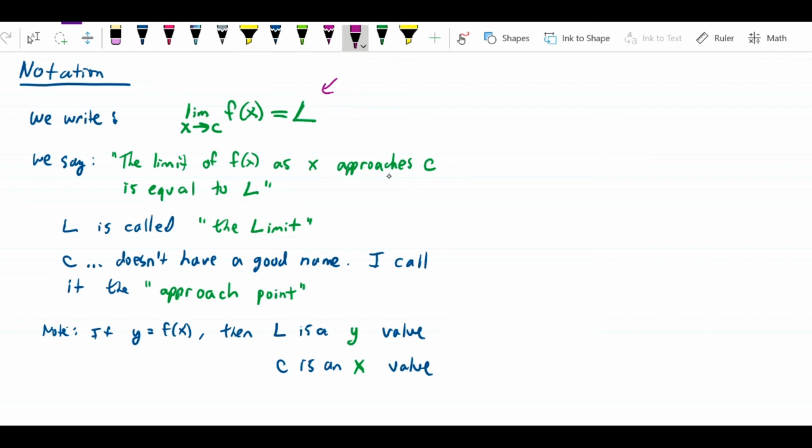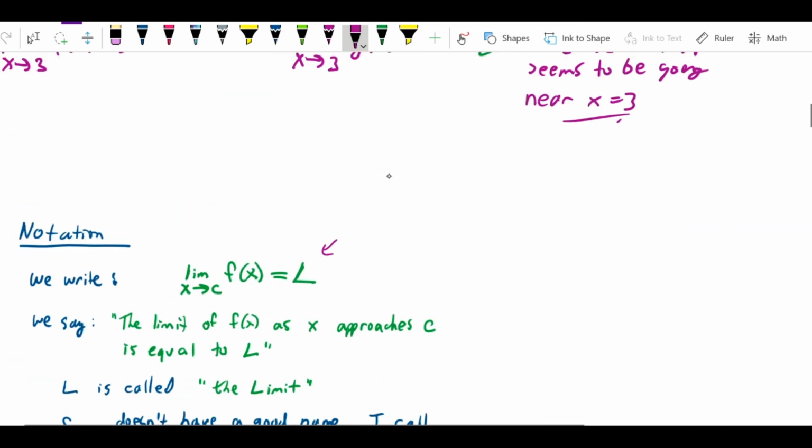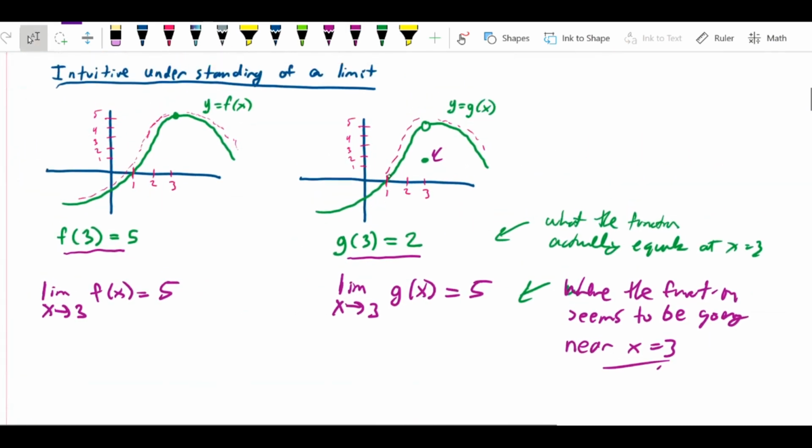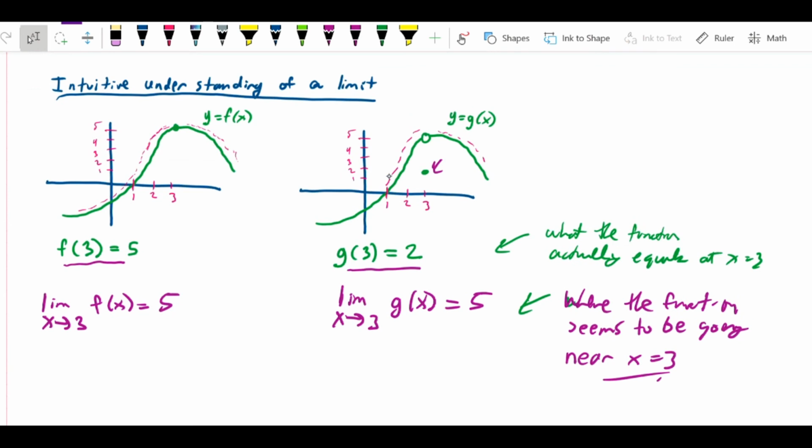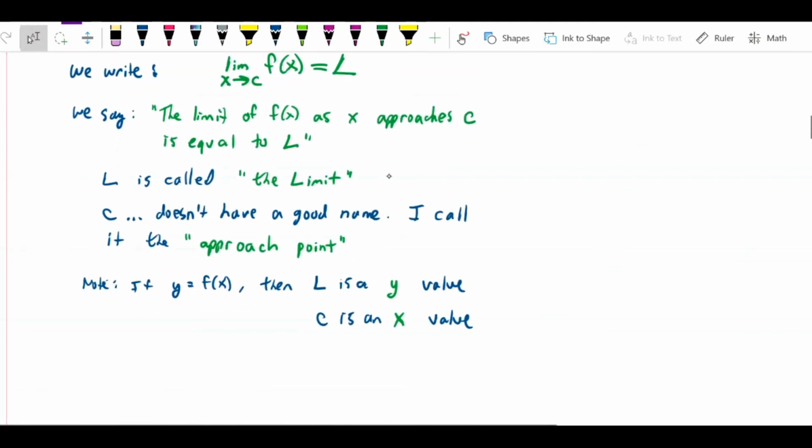In this expression, we refer to L as the limit. That is actually the limit of the function as x approaches c. C doesn't really have a good name. I've never seen a good name for it. I refer to it as the approach point. So in this example, I would say the approach point is c. Going back up here, I would say that in these examples, the approach point is 3. So in both cases, the approach point is 3. The limit is 5.